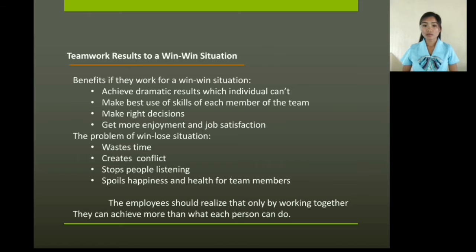The following are the problems of a lose-lose situation. It wastes time, creates conflict, stops people from listening, and spoils happiness and health for team members. It can cause stress, and stress is not good for everyone. To the employees, it is not good. It is not healthy for them, for everyone. The employees should realize that only by working together, they can achieve more than what each person can do. So let's work together.